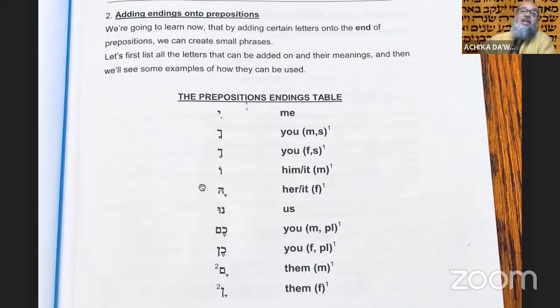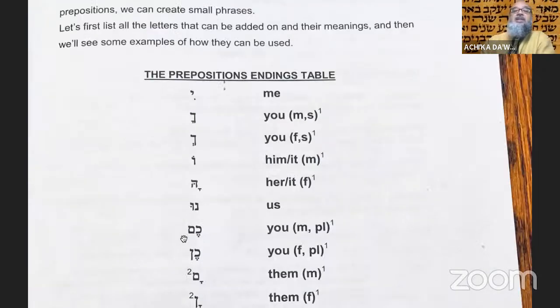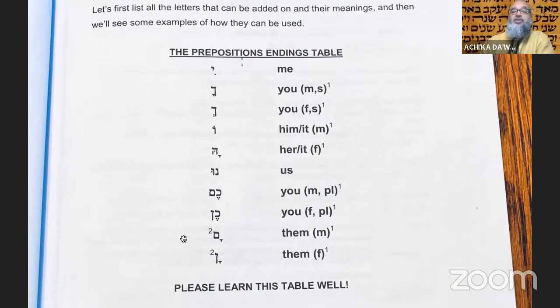So the preposition table of endings, you have to learn this. These are pieces to your puzzle. That's all it is, right? Once you learn this ending table, because memory is part of this, the more you practice, the better off you're going to be. So this dot with this yod means me. Anytime you see that added onto a preposition, it means me, okay? It's of me, all right?